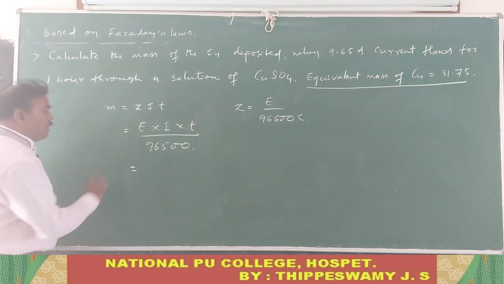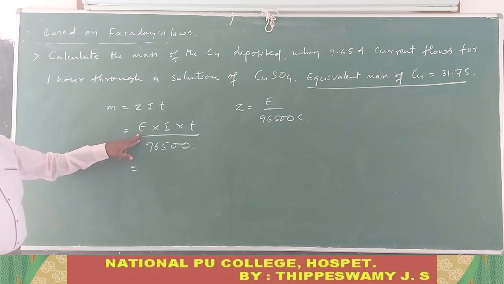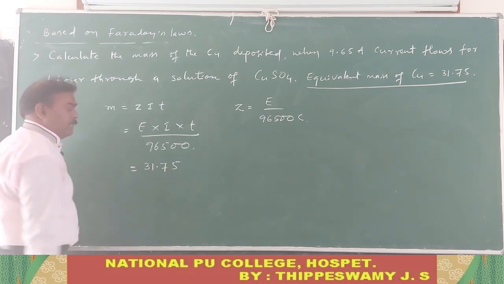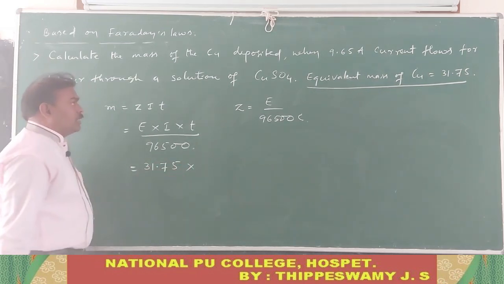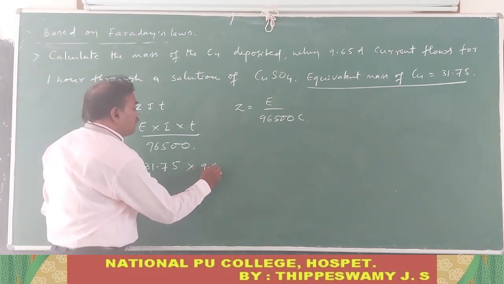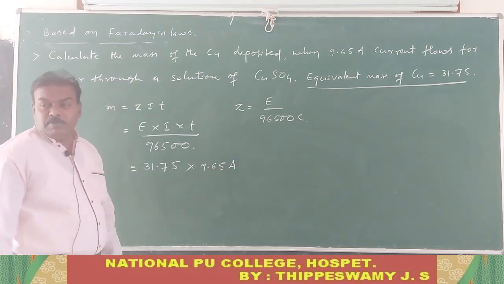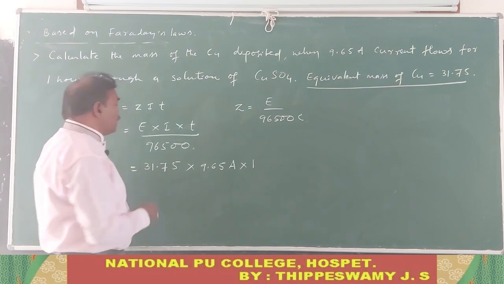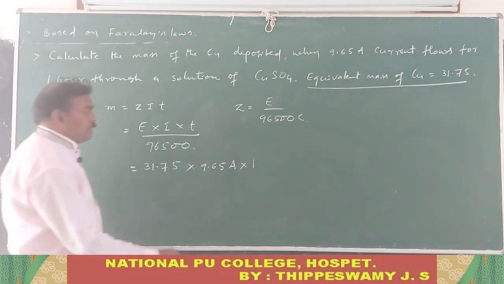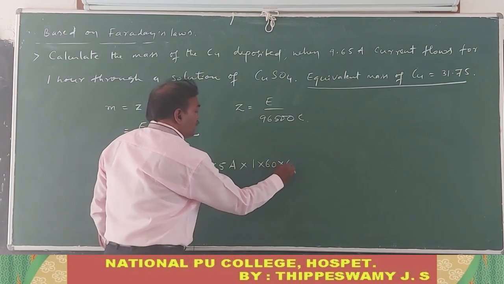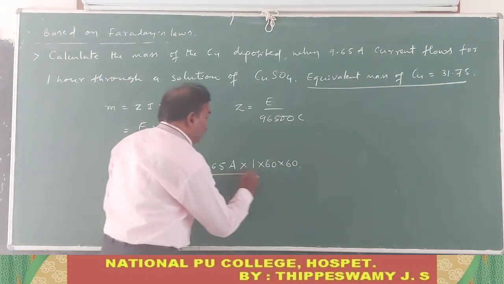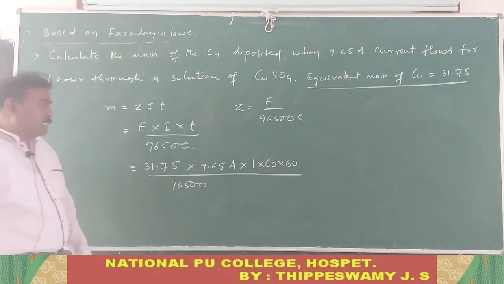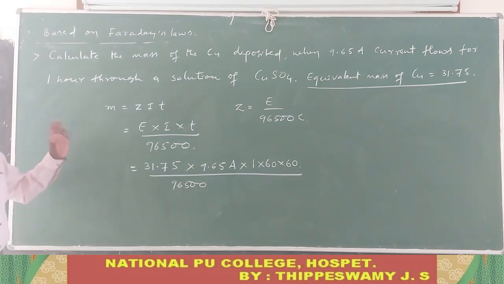Now you tell me, what is the equivalent weight of copper? That is 31.75. Into the current strength given, that is 9.65 amperes, into the time, that is 1 hour. We have to convert that 1 hour into seconds: 1 hour into 60 minutes into 60 seconds. Then the whole divided by 96,500. This is what we have to write.